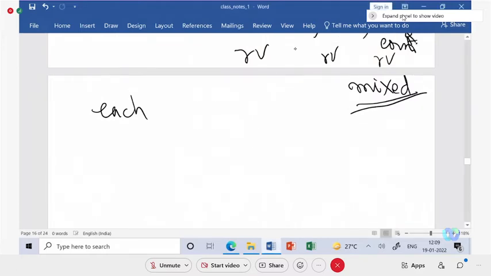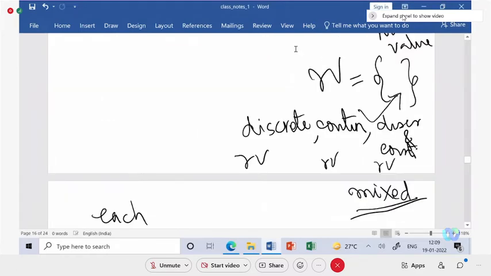So based on the nature of a random variable, we can classify a random variable as a discrete random variable, a continuous random variable, and a mixed random variable. In the case of a discrete random variable, only discrete values are assigned. In the case of a continuous random variable, a set of continuous values are assigned. In the case of a mixed random variable, discrete values as well as continuous values are present.